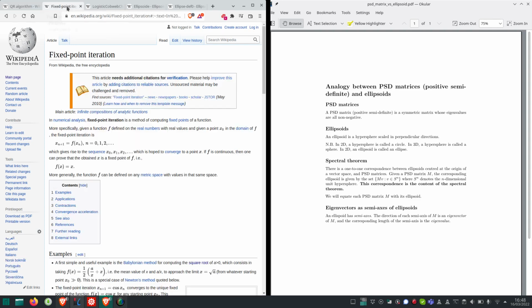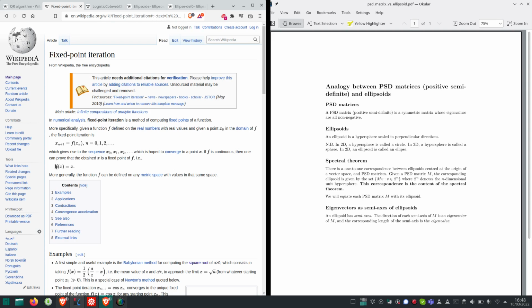In the case of positive semi-definite matrices, and more broadly symmetric matrices, the matrix A becomes diagonal whenever the algorithm converges. This type of algorithm is called a fixed-point iteration. A fixed-point iteration works by taking a function f and applying it over and over again to some starting value, until it converges to a fixed point of f.